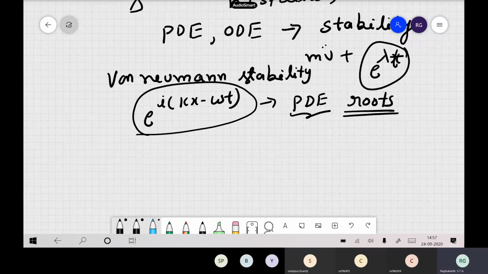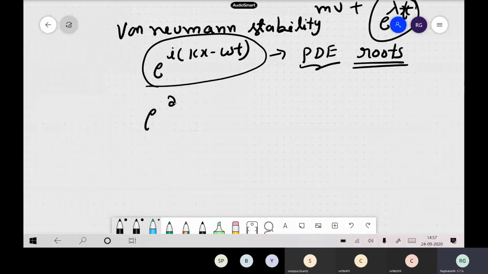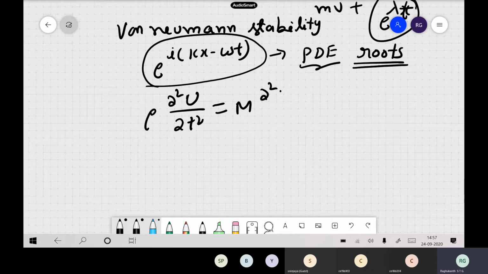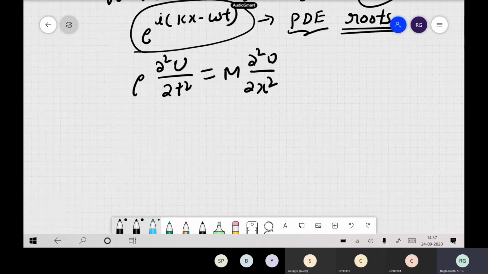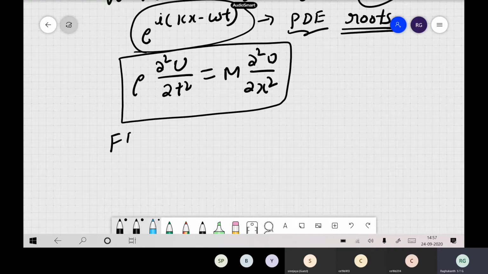You remember all the derivation we have done. We had rho d squared u by dt squared equal to m d squared u by dx squared. Now in finite difference, how did we represent this last class? What type of scheme did we use in finite difference?